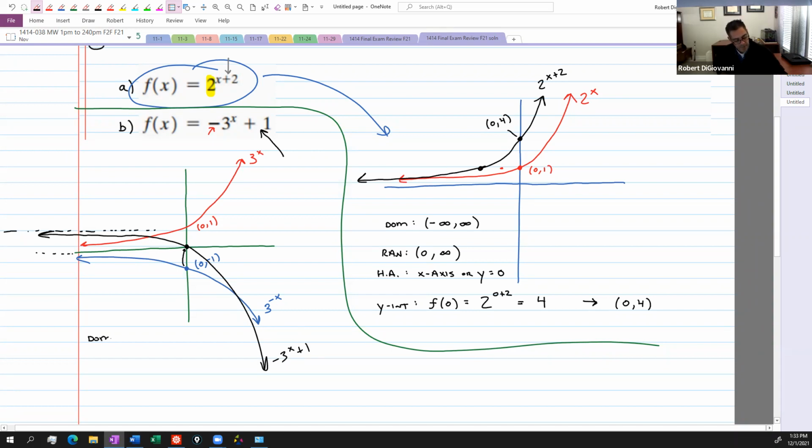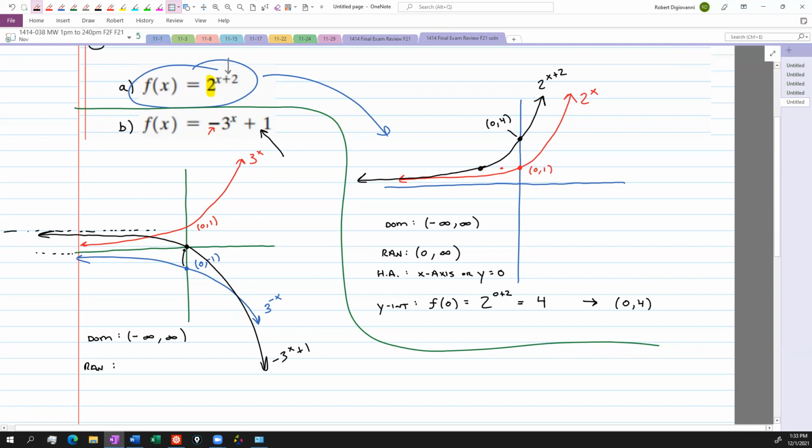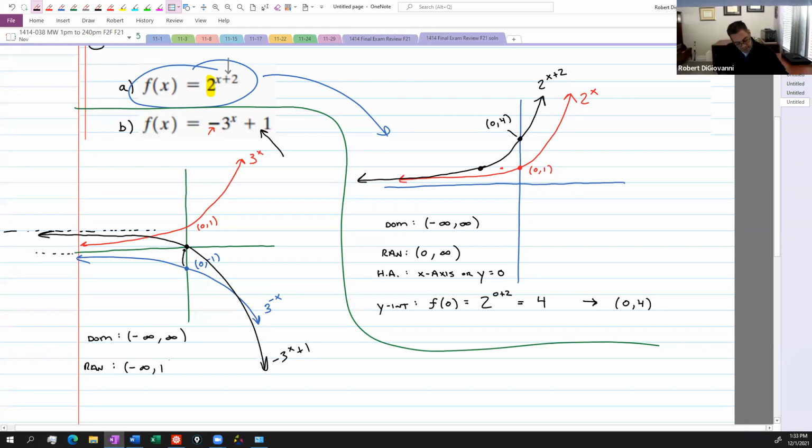Domain, still everything, right? You can draw this picture to the left and to the right. What about range? This one's a little harder. Negative infinity to 1. Negative infinity, good, to 1, not including 1. You never reach it. So this graph goes down forever, and you come up and you never quite reach 1. You get closer to 1, but you never reach it.